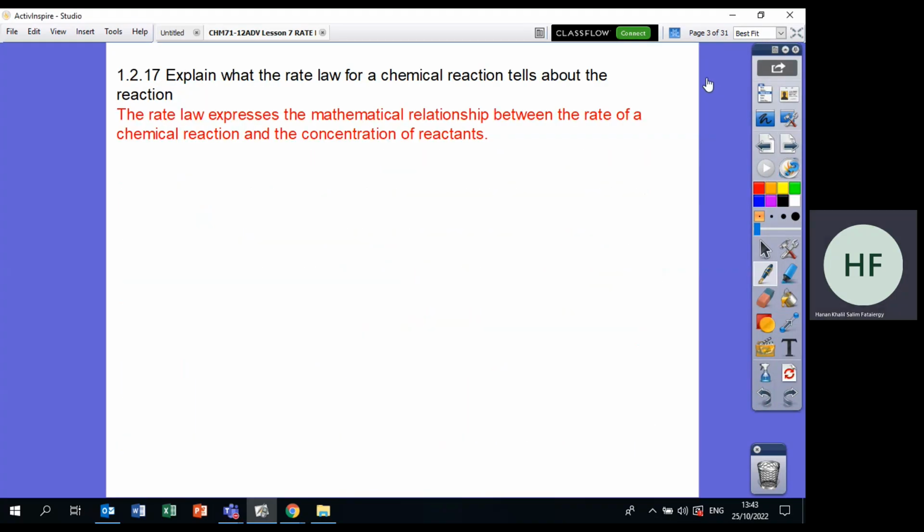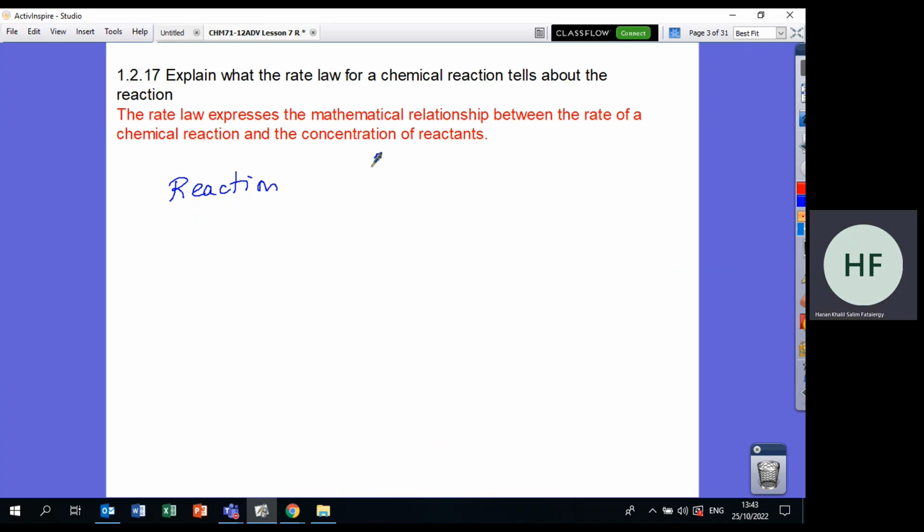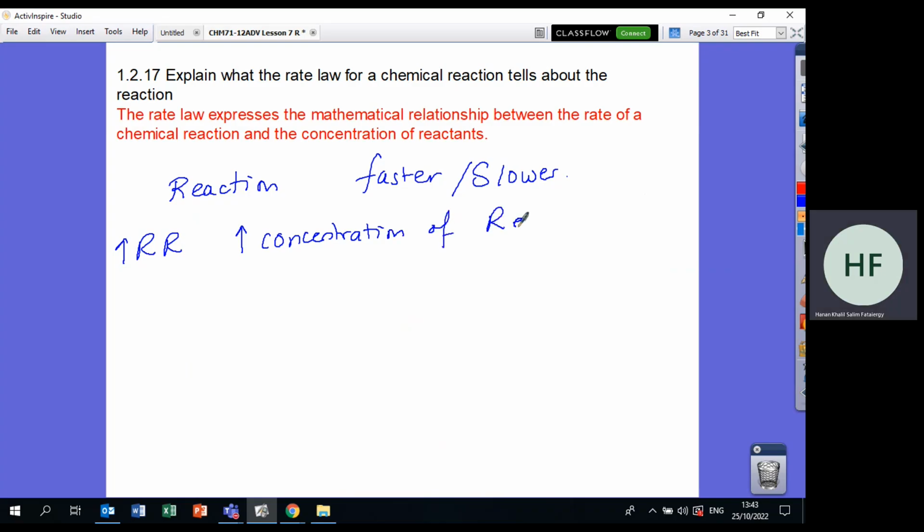Okay, now what is a rate law? As you know, I can control the reaction. I can make the reaction faster or I can make the reaction slower. So I can control the speed of the reaction. Now, one of the ways to increase the reaction rate is by increasing the concentration of reactants. By making them more reactive, I can increase the reaction rate and make the reaction faster.